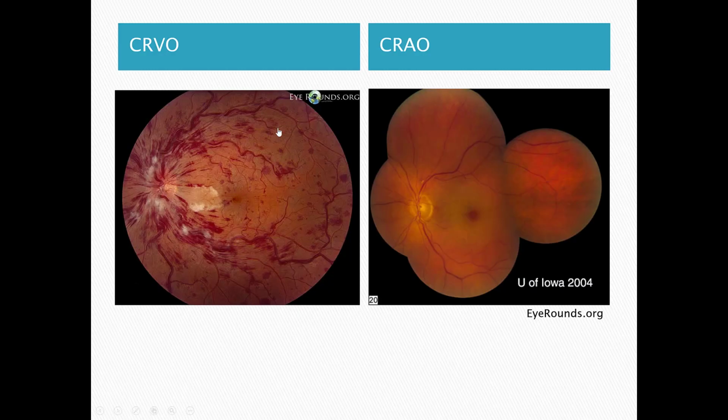So if you look in the back of the eyes, these guys have definite, clear, different appearances. As you see here, you have these hemorrhages all over on the retinal vein occlusion, and on a retinal artery occlusion, everything looks pale and washed out.